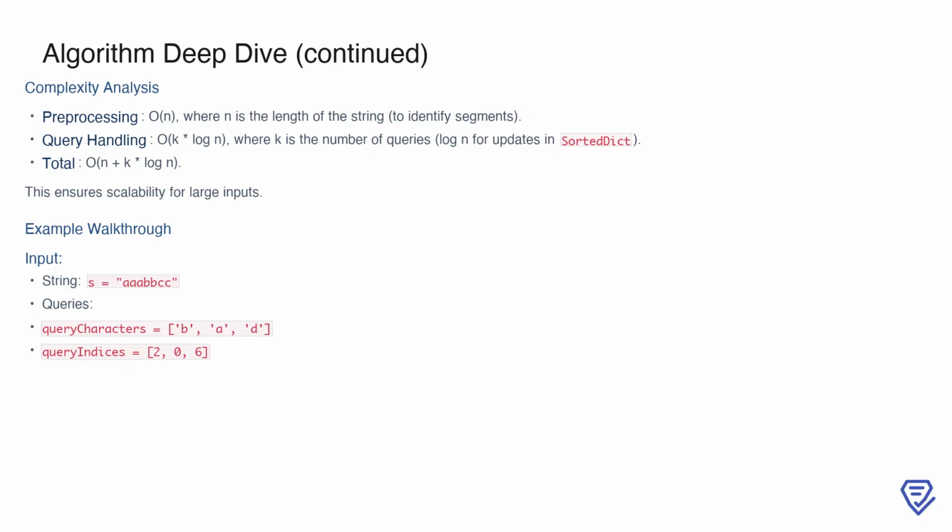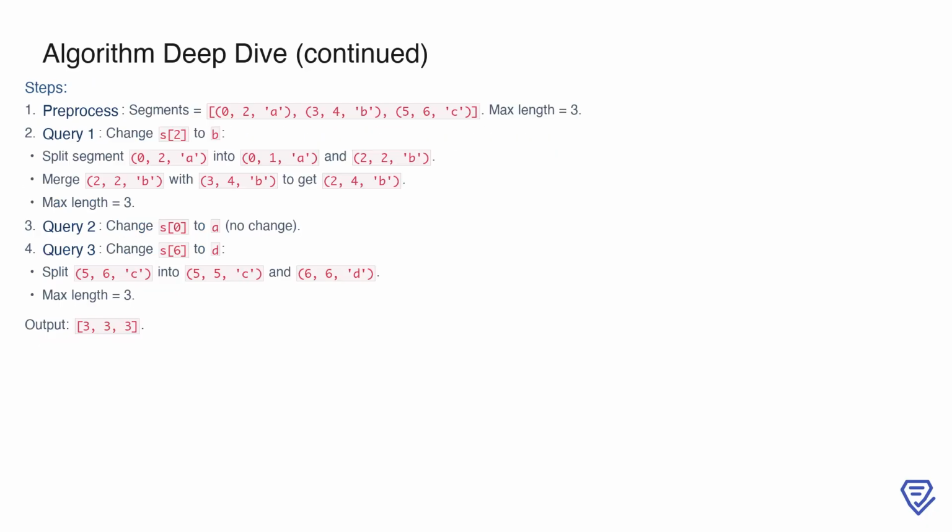To illustrate, consider an example where the input string is AAABBCC and the queries involve changing specific characters. Let's walk through this example step by step to see how the algorithm handles it. Starting with the string AAABBCC, we pre-process it into segments: AAA from index 0 to 2, BB from index 3 to 4, and CC from index 5 to 6. The initial maximum substring length is 3, corresponding to the segment AAA.